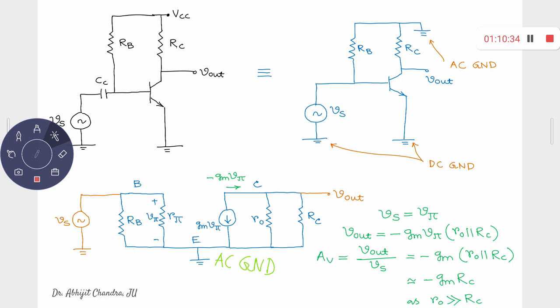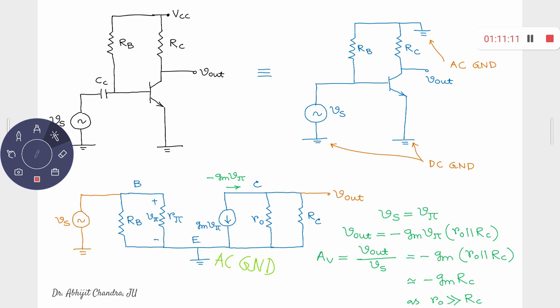Clear? Then what is the voltage gain? Av is equal to V out upon Vs, and already you have noticed that Vs and V pi are the same. So V out upon Vs is nothing but minus gm times r0 parallel RC, and since r0 is typically very large, this can be represented as close to minus gm times RC. That's a very important expression that we have arrived at. The voltage gain Av is equal to minus gm times RC.